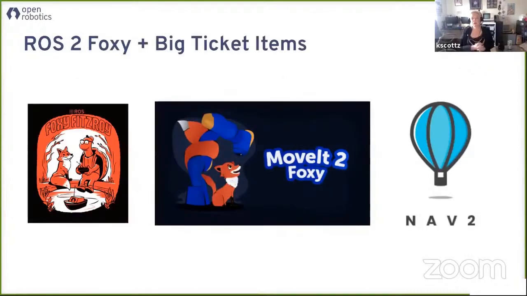So let's talk about ROS2 and let's talk about Foxy. As of this year, we have ROS2 Foxy. A couple months ago, MoveIt 2 was released for Foxy, and also Nav2 has been released. So effectively, you have an LTS ROS2 release, and then you have all of the big ticket ROS items that most people are looking for, or most people need.